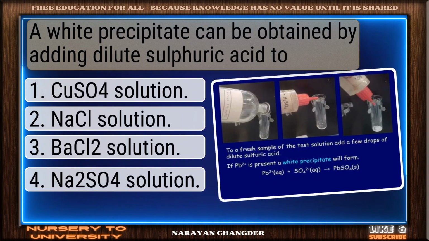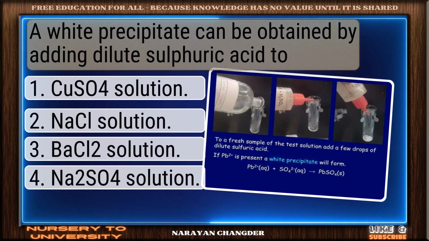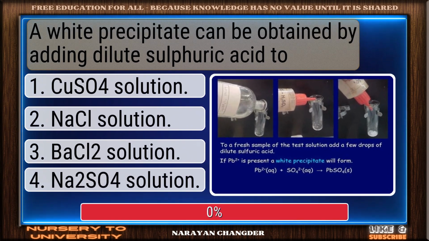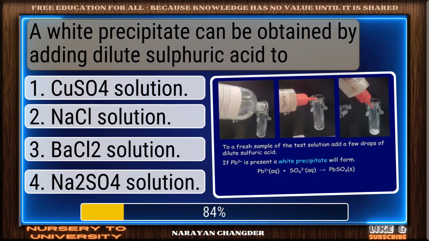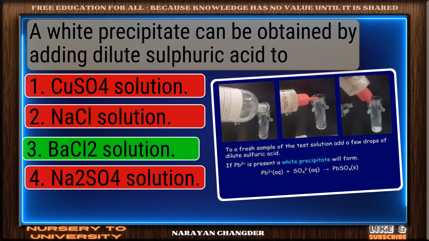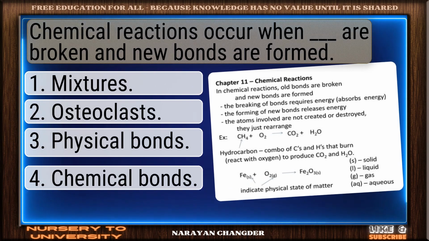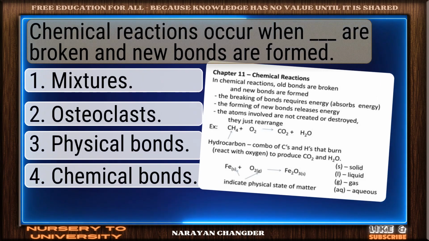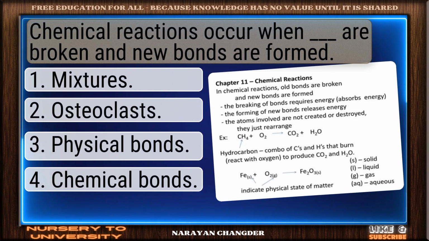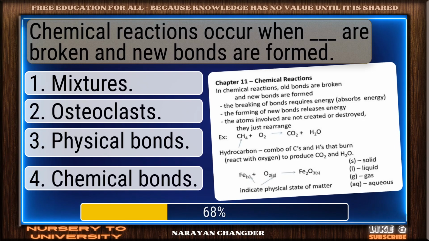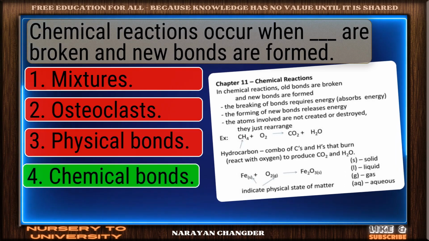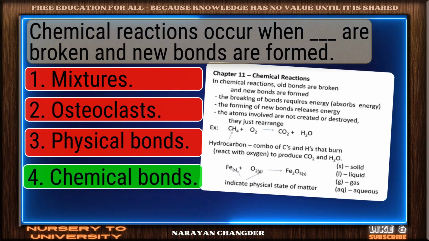A white precipitate can be obtained by adding dilute sulfuric acid to. Solid response. Barium chloride solution is valid. Chemical reactions occur when dash are broken and new bonds are formed. Excellent choice. Chemical bonds is right.